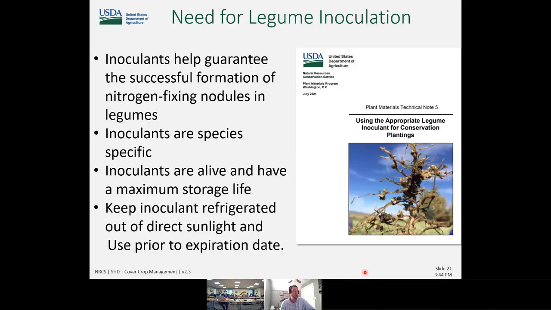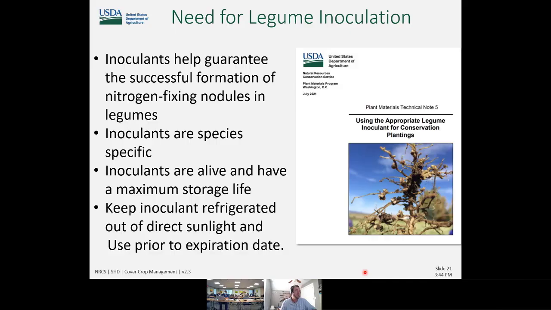So also inoculants are specific to different species or varieties. So you would want to make sure you would source that correct inoculum for the species or variety that you're planting. A lot of times we find that usually the vendors that are selling the cover crop seed would also offer those specific inoculants for that species as well.